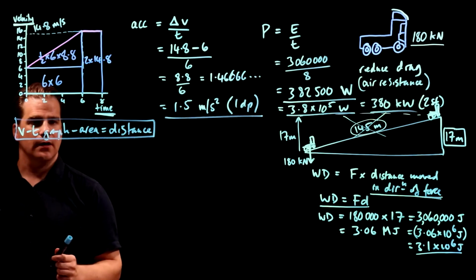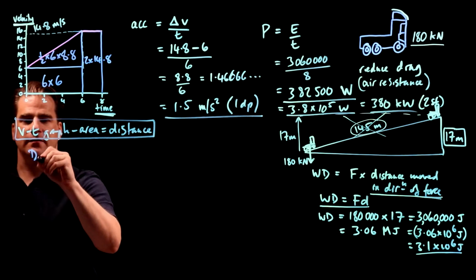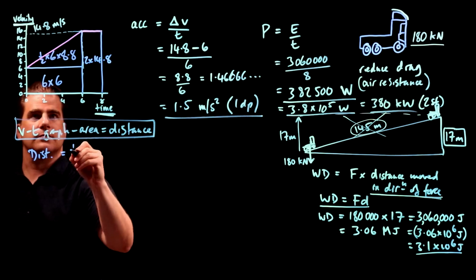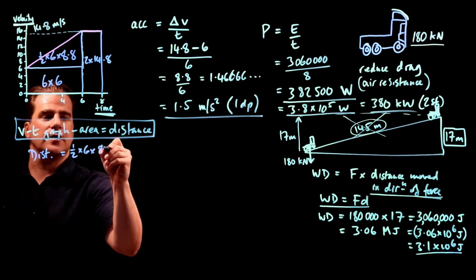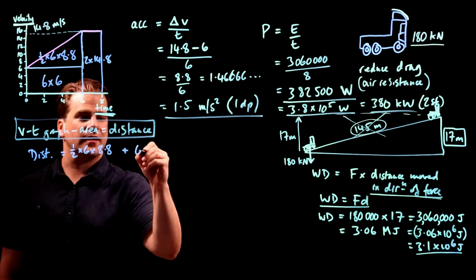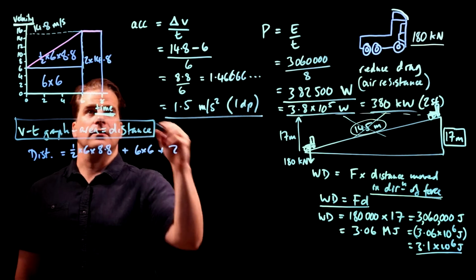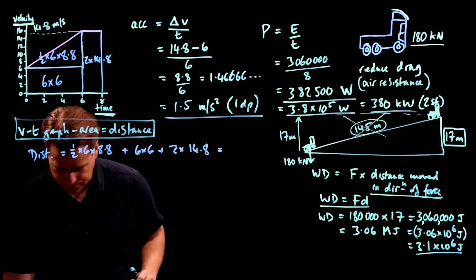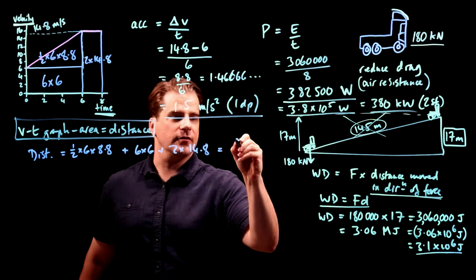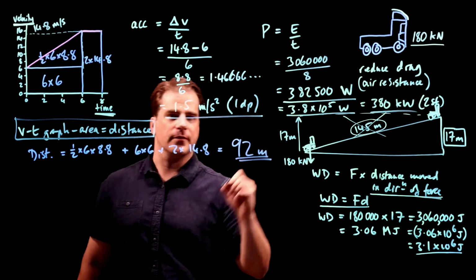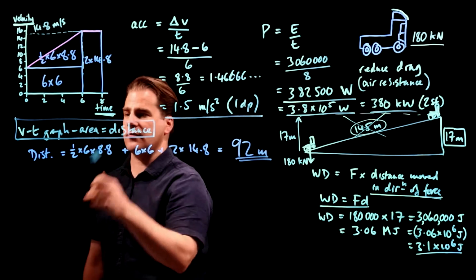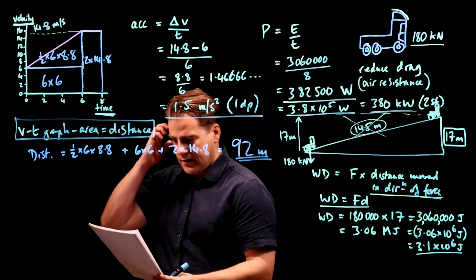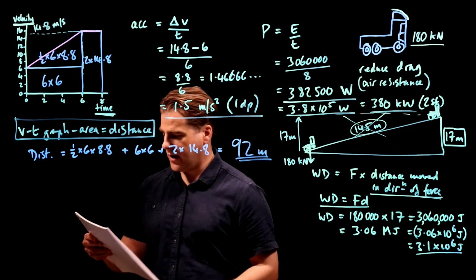Okay, so the distance is half times 6 times 8.8 plus 6 times 6 plus 2 times 14.8, which turns out to be 92 meters exactly. Boom. Okay, so remember, on a velocity time graph, distance is area. Right, and then it's easy. That was an easy 3 marks.